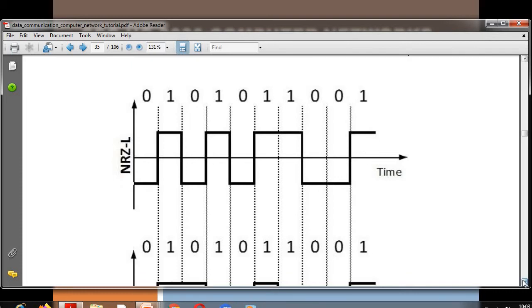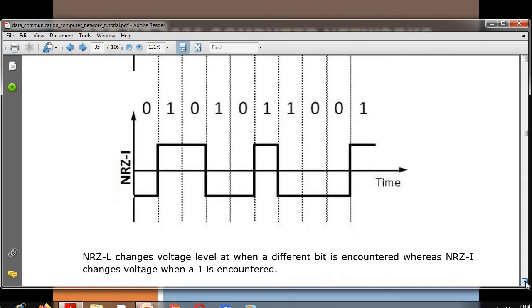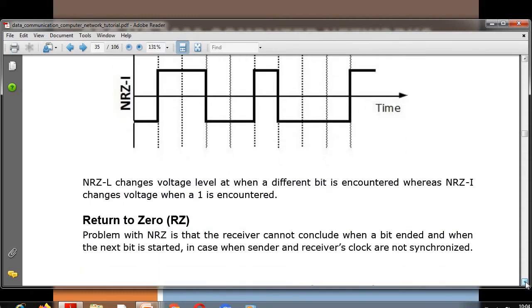Again if we see NRZ-I, here it is different. You see 0, then 1 comes, and it changes the state, again 0 is the same, again 1 comes, it changes the state, again 0 is the same, again 1 comes, this is the way. So NRZ-L changes voltage when different bits are encountered, whereas NRZ-I changes voltage when 1 is encountered.